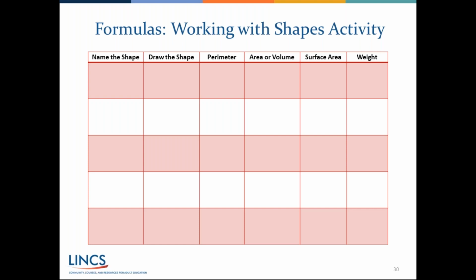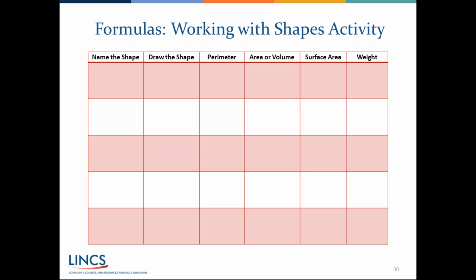Of course, we add a formula sheet to this. We look at the perimeter. We use an actual ruler or a measuring tape. We can also find rulers or measuring tapes that are interactive online that we can use as well if we're doing this on a computer. We look at the area and the volume, once again, using the formulas. We look at the surface area and go through that.